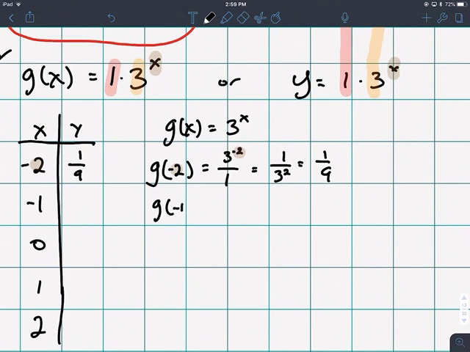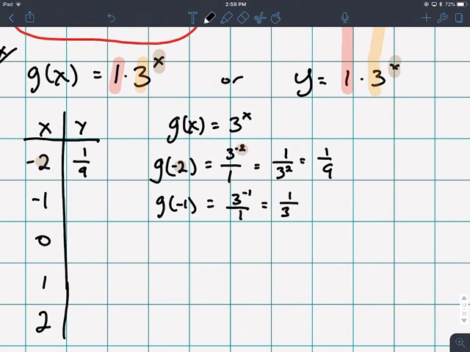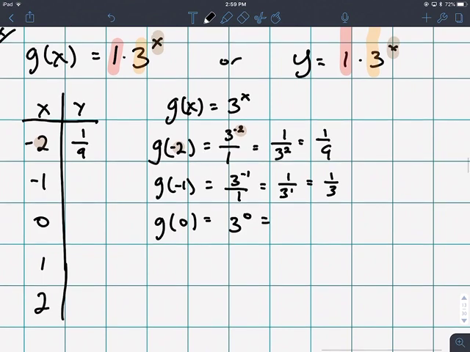g of -1 is equal to 3 to the -1 power, again over 1. If we simplify this, we have a -1 power in the numerator, so I have to bring it down to the denominator. So it's the same thing as 1/3 to the 1 power, but 3 to the 1 power is just 3, so it's 1/3. Next input is 0, so g of 0 is equal to 3 to the 0 power. And anything to the 0 power, as we talked about, is always equal to 1.